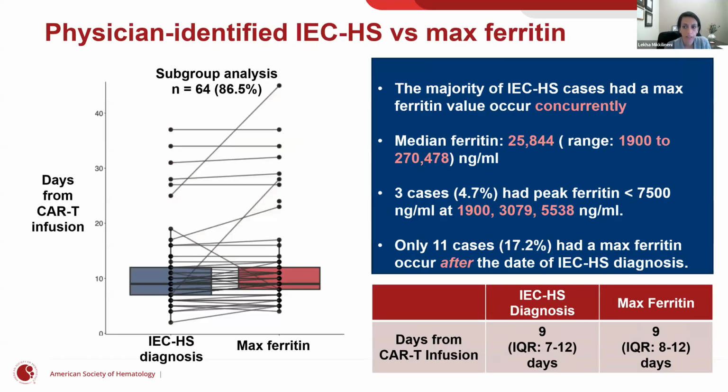So we looked at the timing of physician-identified IEC-HS relative to peak ferritin, and in the subgroup of 64 patients who had both dates available, about 87% had their peak ferritin occur concurrently with IEC-HS diagnosis. And the median peak ferritin among the IEC-HS cases was very high at 25,800 with a wide range, and only 3 cases had peak ferritins below 7,500. The table at the bottom shows that both IEC-HS onset and peak ferritin occurred around day 9 after infusion.